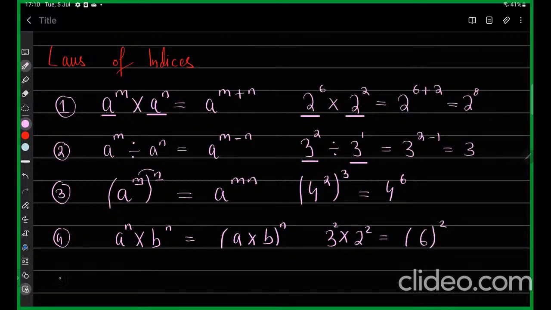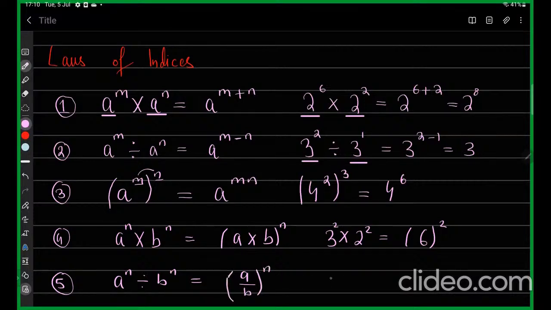And let's talk about the fifth one. The fifth one says, again, if you have two different bases and the numbers are being divided and the powers are same, this time around, we can write it as A by B with the same power.